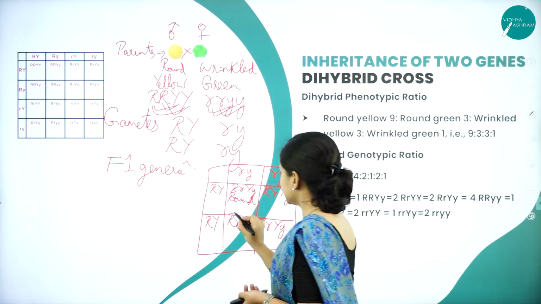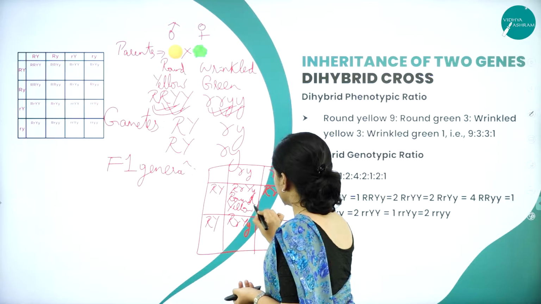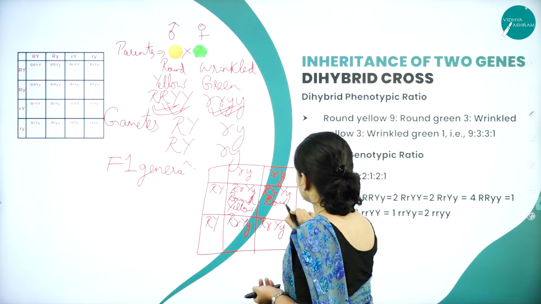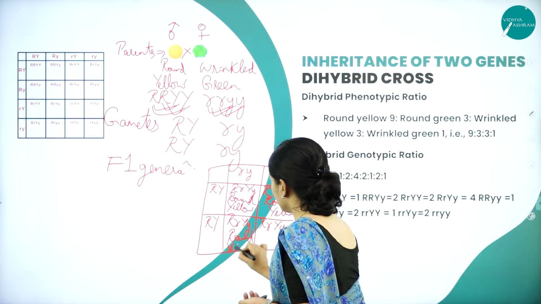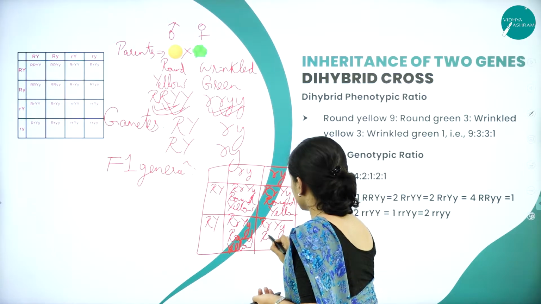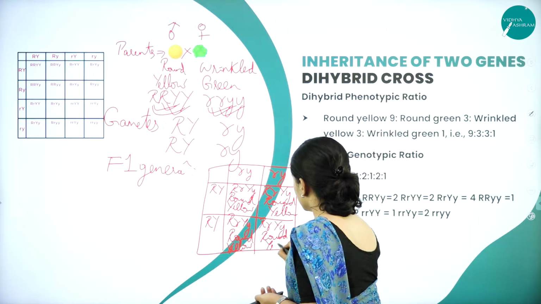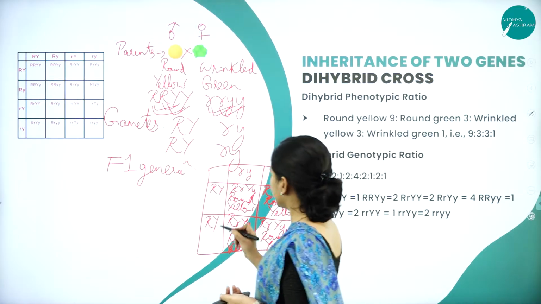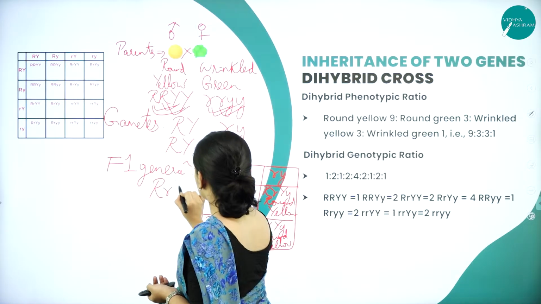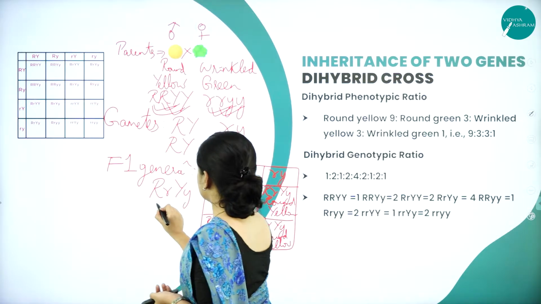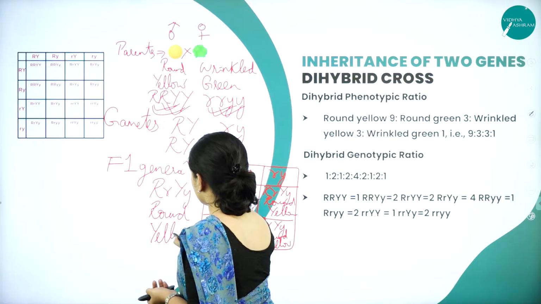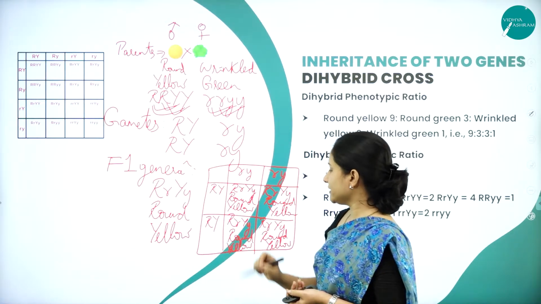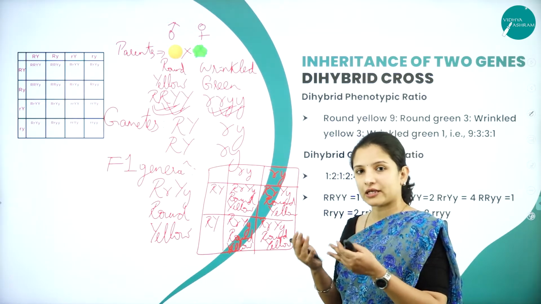And the color, it is yellow. Again here, round, yellow. Again round, yellow. Here the same thing, round, yellow. So what it means? All the F1 generation will have round, yellow plants. The plants will produce round seeds which are yellow in color. So that is what he got in the F1 generation.